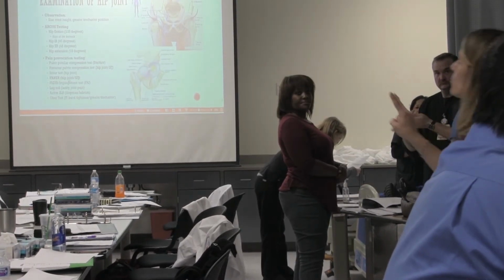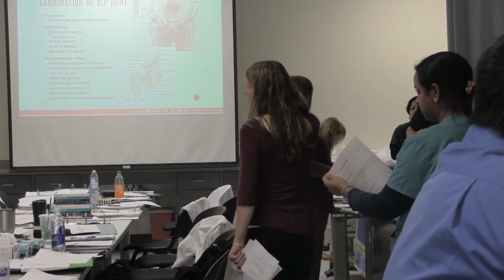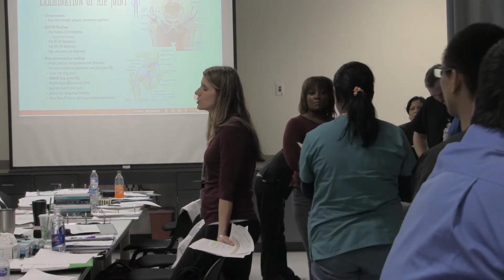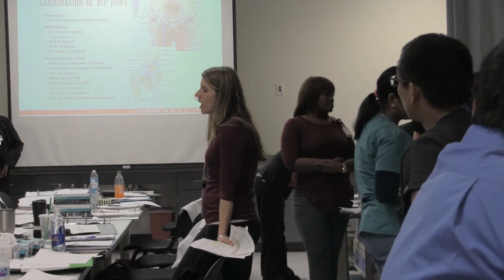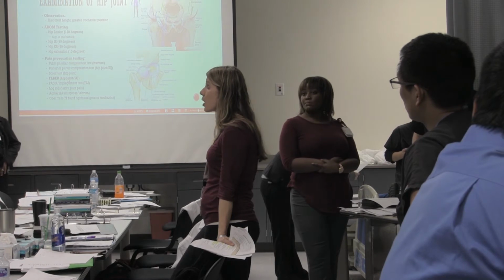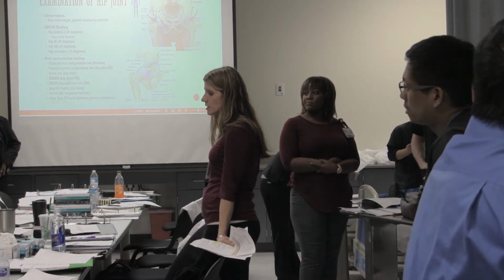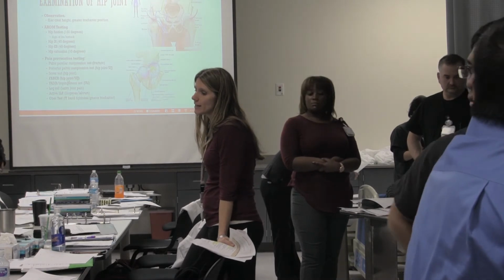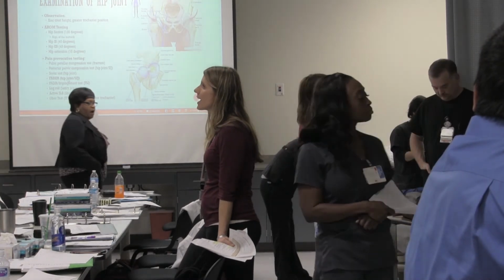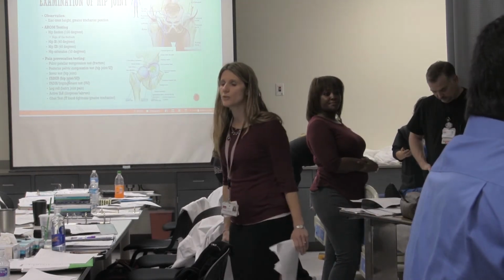Then your two provocative maneuvers, things that are a little outside the box, are looking at internal and external rotation. Honestly, you should have about 45 degrees of both internal and external rotation. If you don't get at least 30 degrees of internal rotation and it is painful, that means a lot. And then you have FABER.